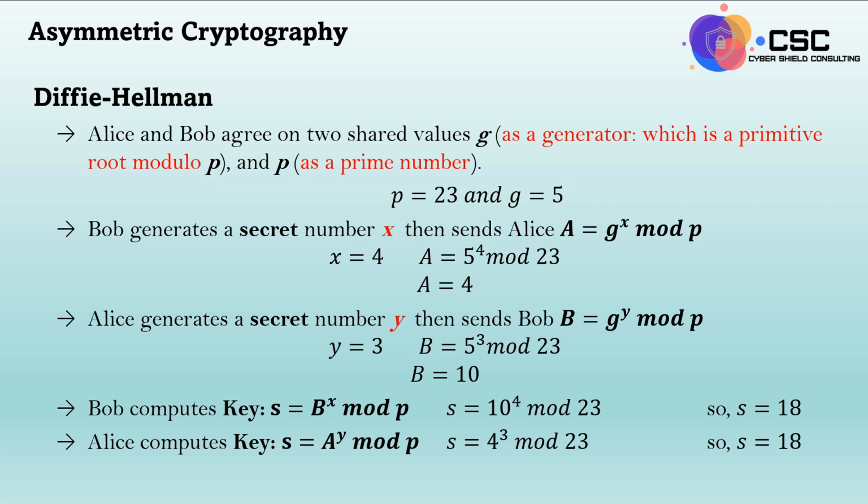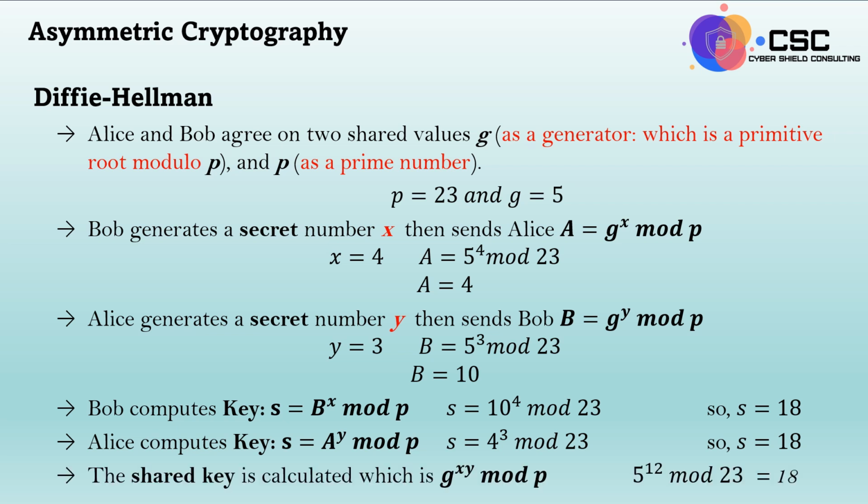So Bob will calculate the shared secret key, and Alice will do the same using the formulas on the screen after they received each other's public values A and B. Bob's calculation, how did Bob do the calculation? Bob takes Alice's public key B and raises it to his private exponent x, and the result is 18. Alice takes Bob's public key A and raises it to her private exponent y, and the result is the same, which is 18. Both Alice and Bob derive the same shared secret key 18.